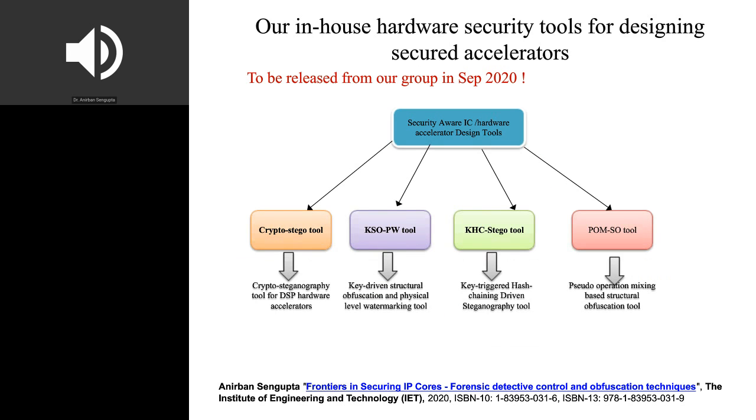Okay, so in our research group, we have released a few in-house hardware security tools for handling hardware threats of forgery, false claim of ownership, detecting pirated designs, and blocking or hindering the reverse engineering process. Some of the tools that we released in September 2020 are, first, the CryptoStego tool. The second is the KSOPW tool, which is again a structural obfuscation and physical-level watermarking tool. The third is the KHC Stego tool, which is based on hash chaining and steganography combined. And the last one is the pseudo operation mixing based structural obfuscation tool. All of these tools are used for countering different types of hardware threats, such as reverse engineering, malicious hardware modification like backdoor insertion of Trojans, authentication of the actual IP owner, detecting pirated designs, and so on.